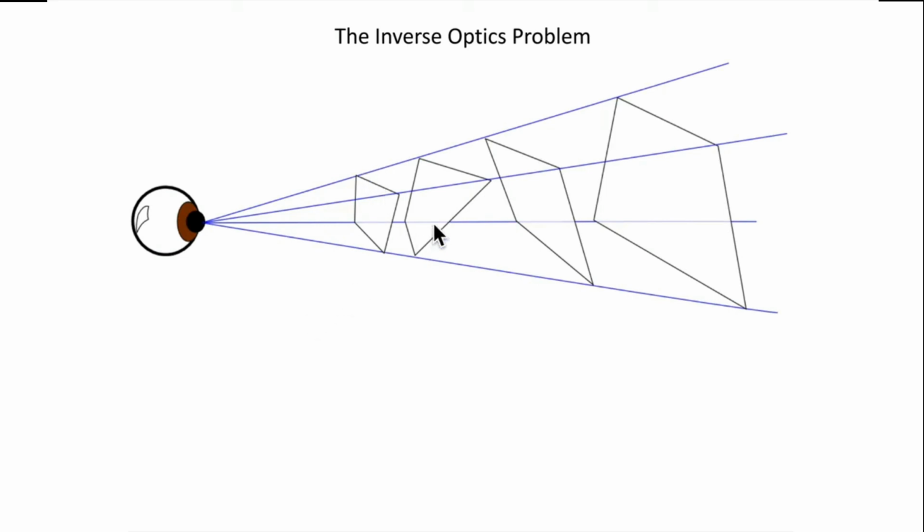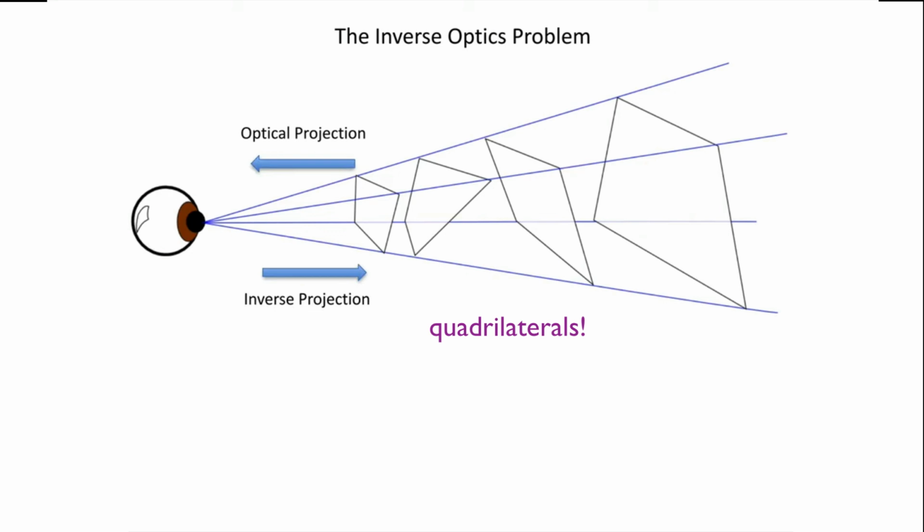All of these quadrilaterals project to the same retinal image because the optical projection of the eye collapses all of these three-dimensional shapes into a two-dimensional projection in the normal optical projection. The idea of the inverse optics problem is to attempt to invert the projection, and from this one rectangle, we'd like to reconstruct all of the possible rectangles that could possibly have projected to it.